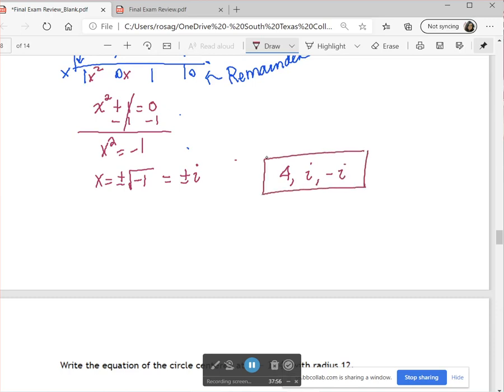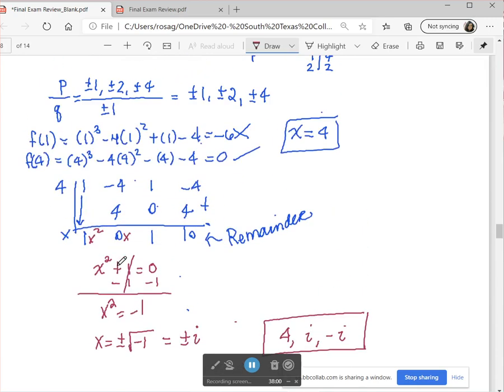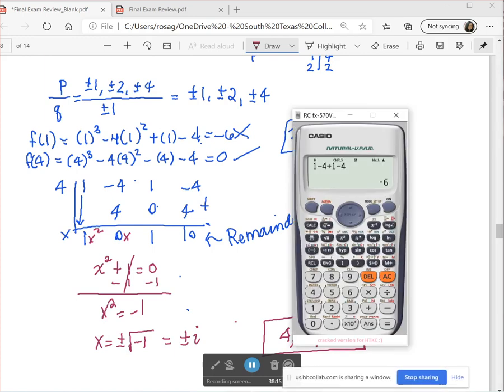Now what I'm going to do is show you with the calculator, but before I do that, any questions on these steps here? Let me grab the calculator and I can show you how to do it with the calculator.